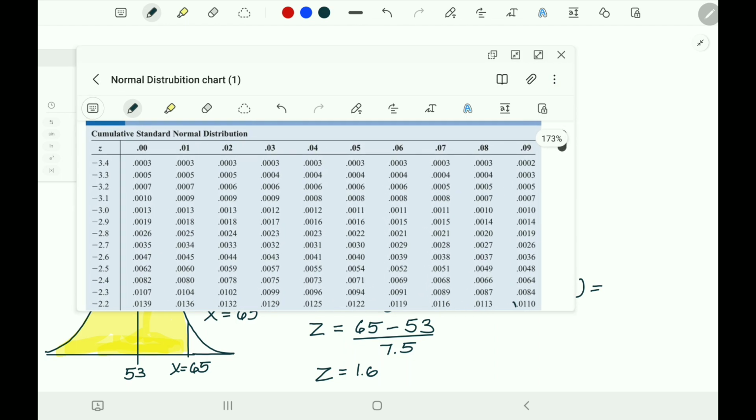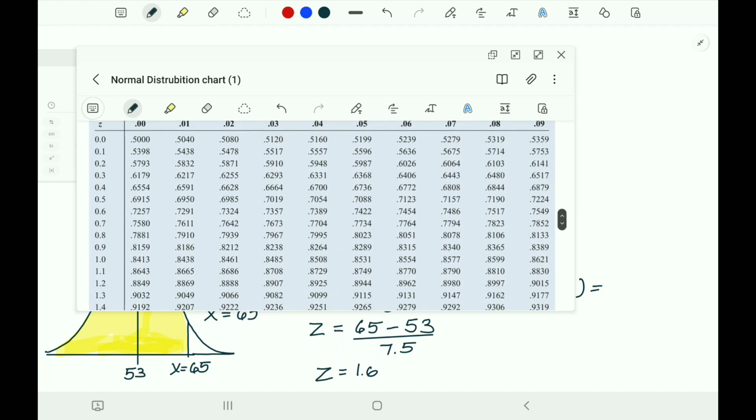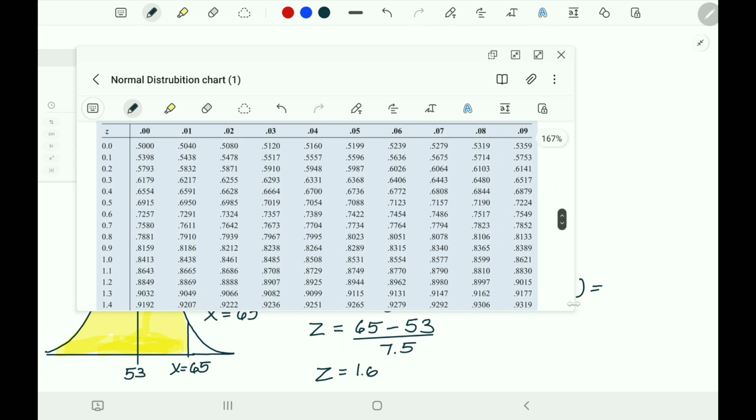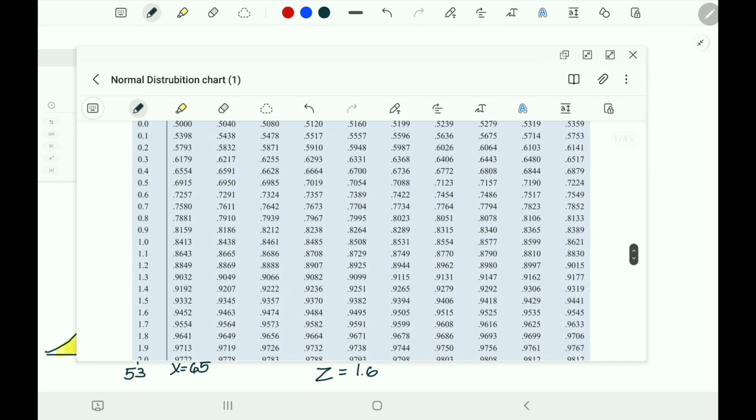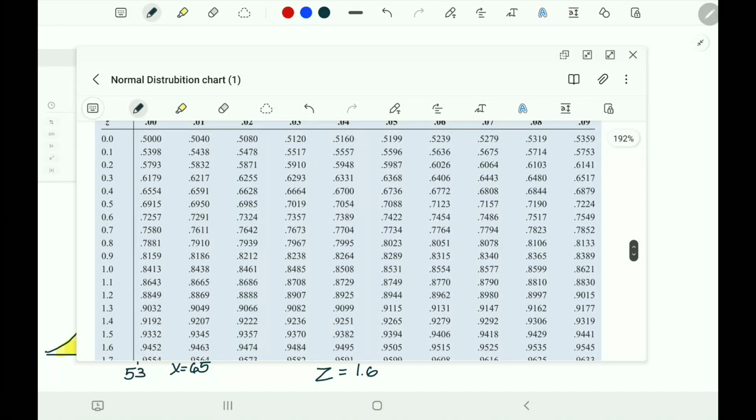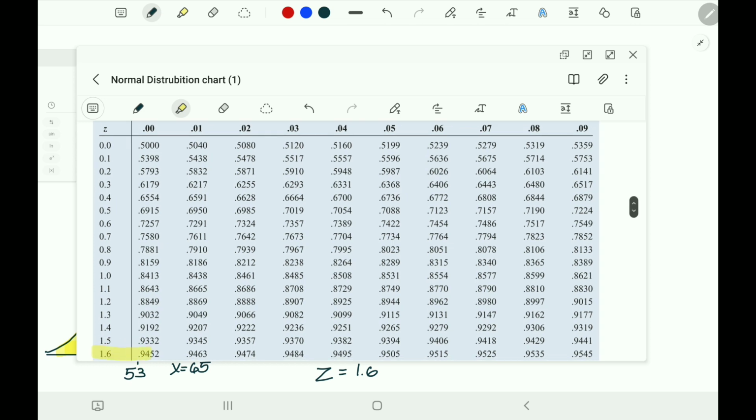Okay. So it's a positive z-score. Let's go to the positive side. Positive 1.6. Let's make this like this. There we go. So that's going to be right here. Positive 1.60. Let's highlight it. So the probability of that z-score is 0.9452.